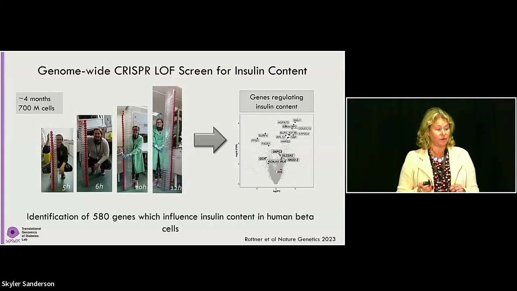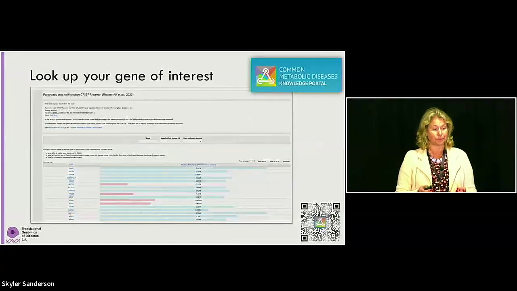This is Antia, a student from my lab, and it shows the 4 months it took her to grow up this really difficult to work with cell line, but it's so authentic, it's so like a primary beta cell, it's worth it. She spent 4 months making 700 million cells and then deploying the genome-wide screen. We identified 580 genes that robustly influence how much insulin is made in the pancreatic beta cell. That's 580 genes that we now know about that are important for making this hormone.